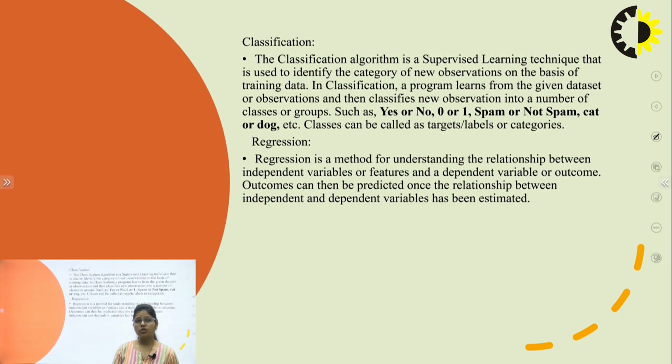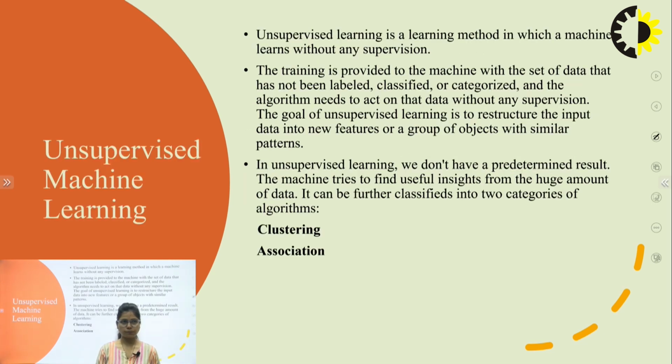Regression. Regression is a method for understanding the relationship between the independent variables or features and dependent variables or outcomes. The outcome can be predicted once the relationship between the independent and dependent variable has been estimated.